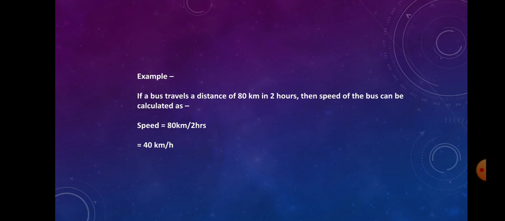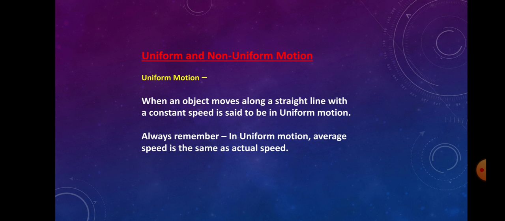So now we have uniform and non-uniform motion. So what is uniform and non-uniform motion? It is very simple to understand. First we will have uniform motion. When an object moves along a straight line with a constant speed, it is said to be in uniform motion, or its motion is called uniform motion. And always remember, in uniform motion, average speed is the same as the actual speed.